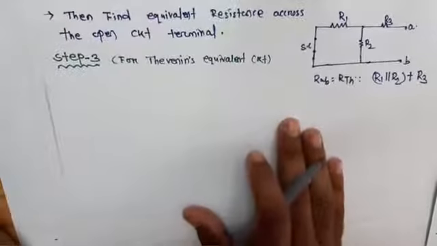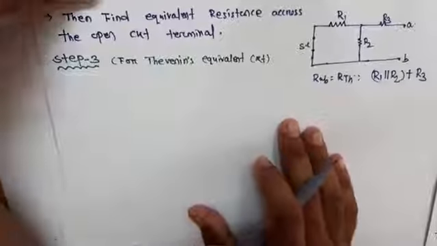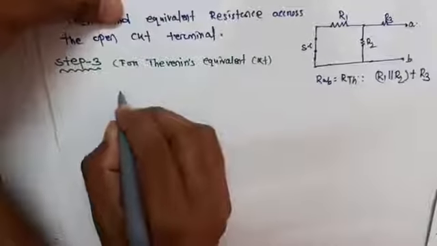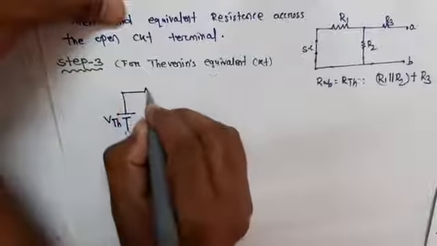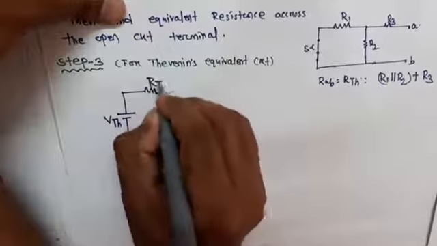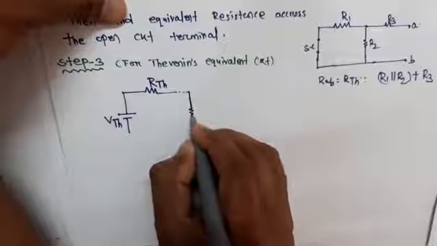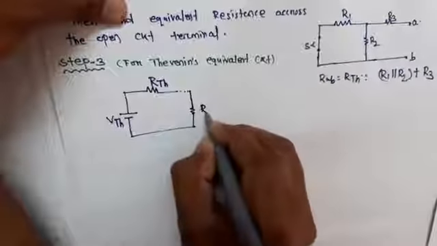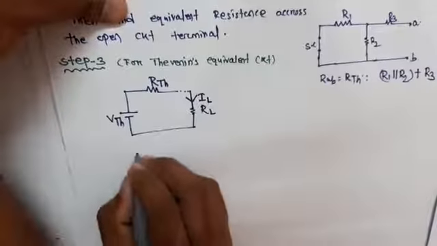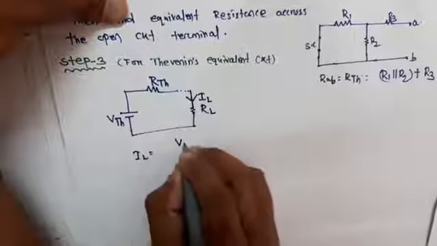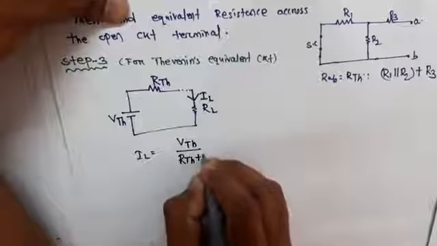Next step: how to draw Thevenin's equivalent circuit. We found the voltage VTH, then in series with it the equivalent resistance RTH, then the load RL. If you want to find the load current, IL equals VTH divided by RTH plus RL.